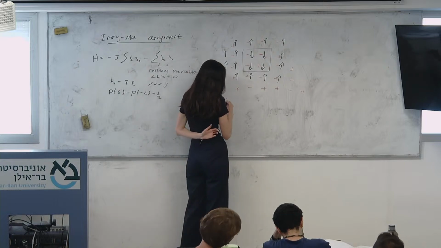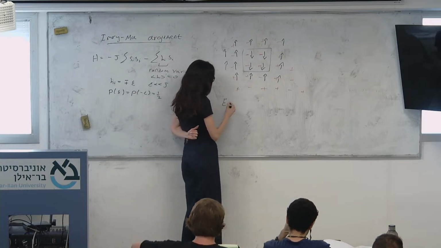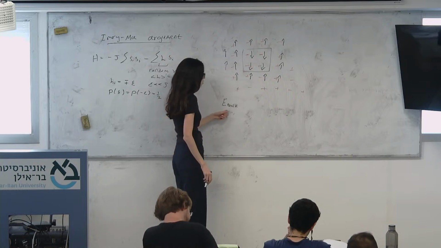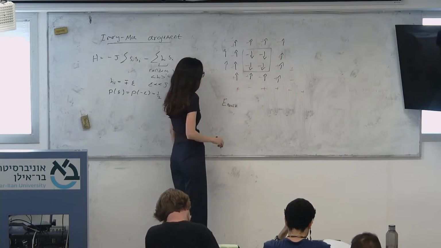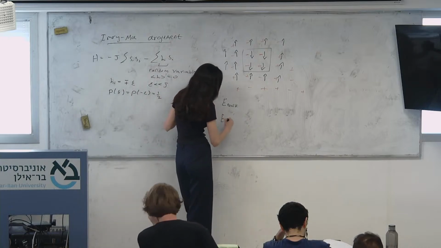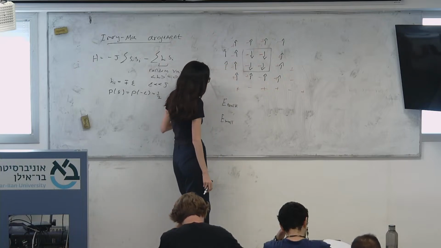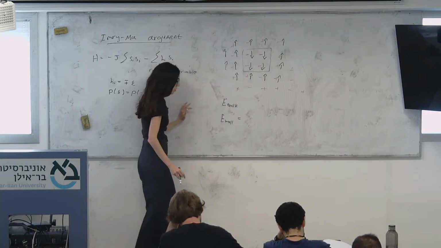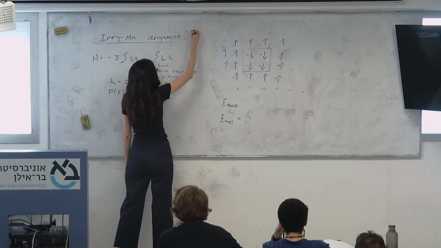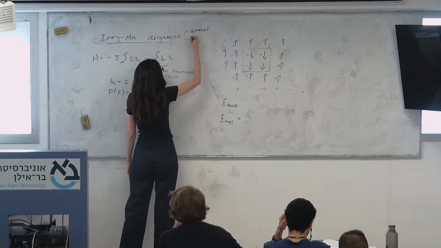So let's define two types of energy. One I call E bulk, which is the energy from the magnetic field, and the other is E wall, for the domain wall. So let's start from E wall. We now go to general dimension.